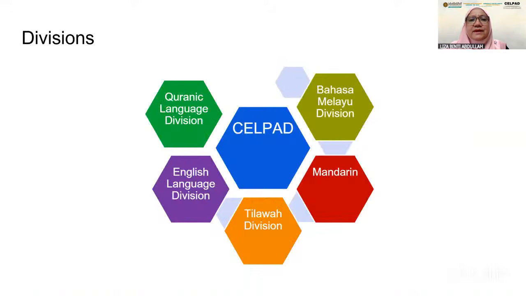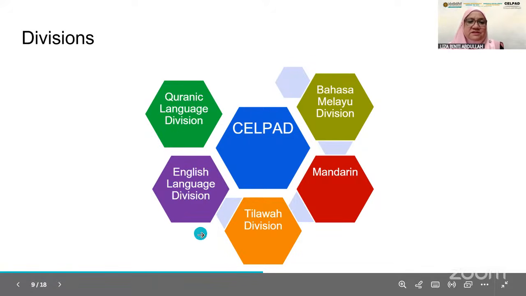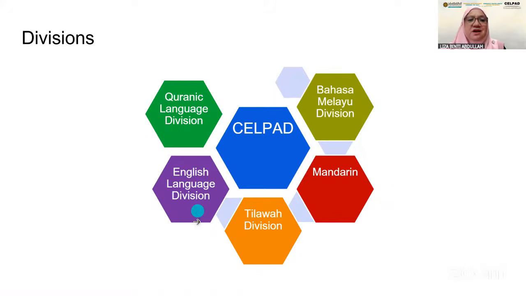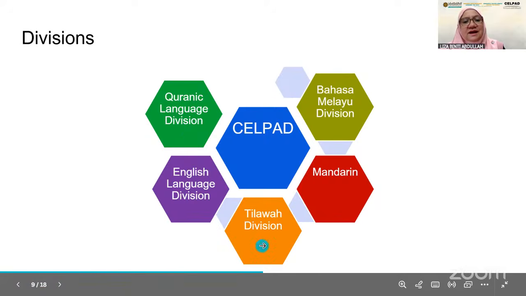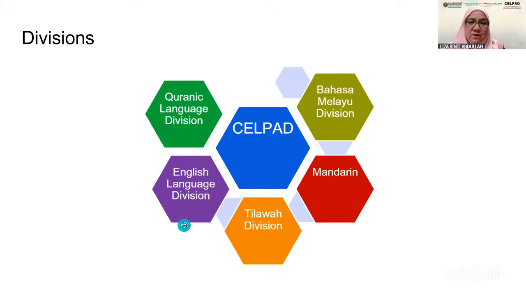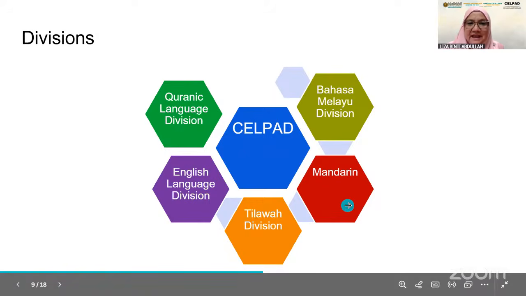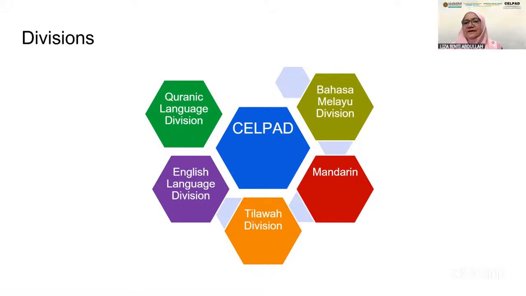Okay, so now let's look at the divisions that we have in CELPAD. As I am from the English Language Division, I'm going to start with English Language first, which is purple in color. We have English Language Division, Quranic Language Division, Bahasa Melayu, Tilawah, and also a small unit of Mandarin. The acronyms are ELD for English, QLD, BMD, and TD. For Mandarin, we cannot say MD, but we call it Mandarin. So these are all the divisions that we have in CELPAD.